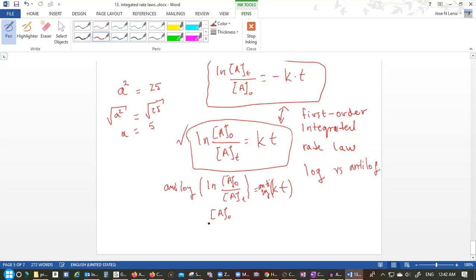So this anti-log cancels this natural log, and you get concentration of A at time 0 over concentration of A at time t equals, what is the anti-log of this? It's going to be e to the kt. So similar with the base 10. For log base 10, the anti-log is 10 to the x.